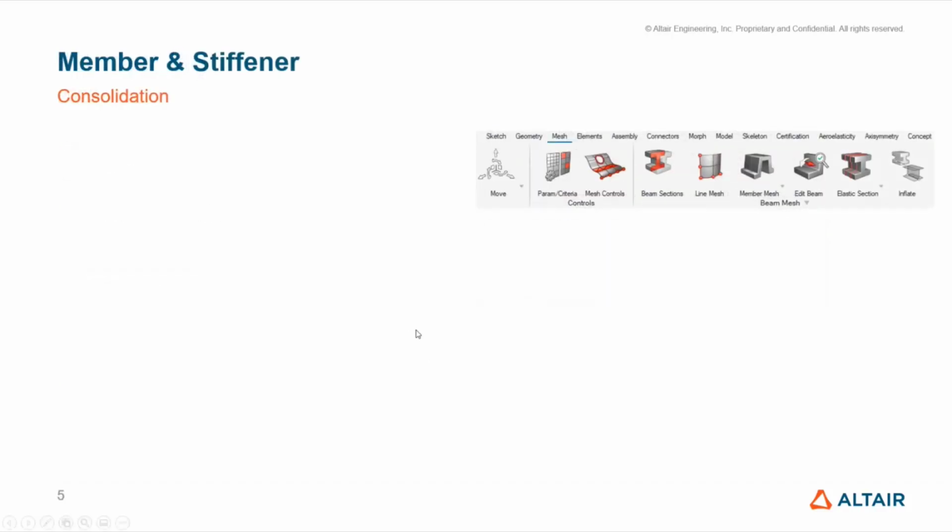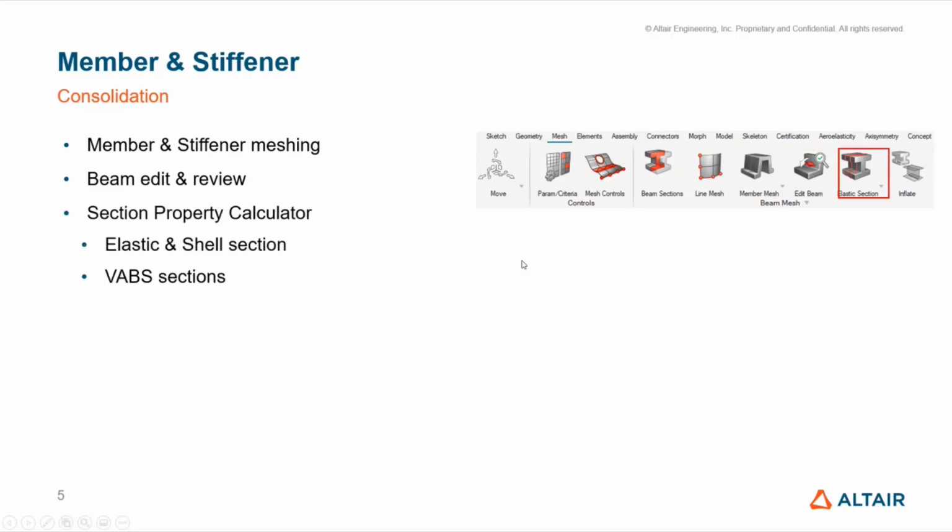First, we have consolidated each and every tool, and we release two sets of tools, one called member and one called stiffener mesh. Then we separated the edit beam into a proper top-level context. From a section property point of view, we have extended the engine to support elastic section and shell section, and also, as mentioned, the VAP section.